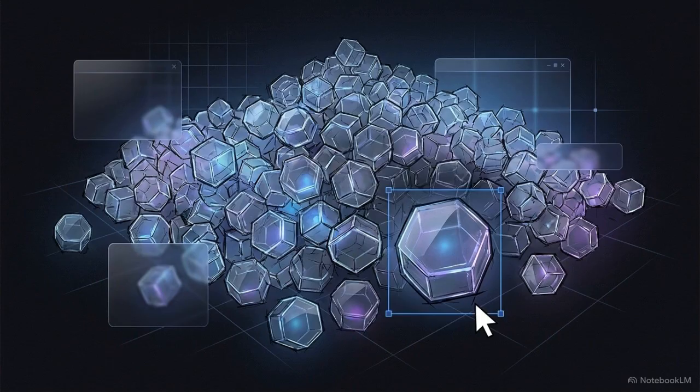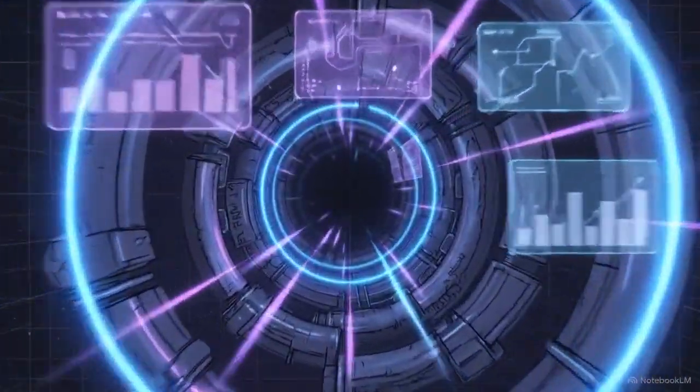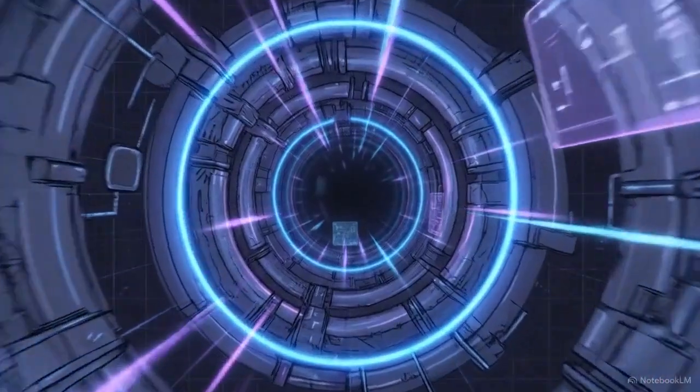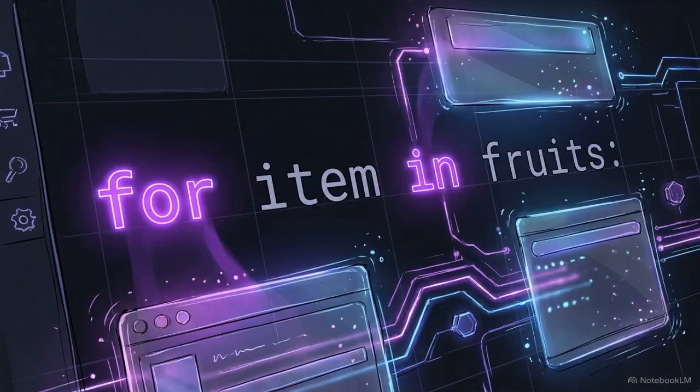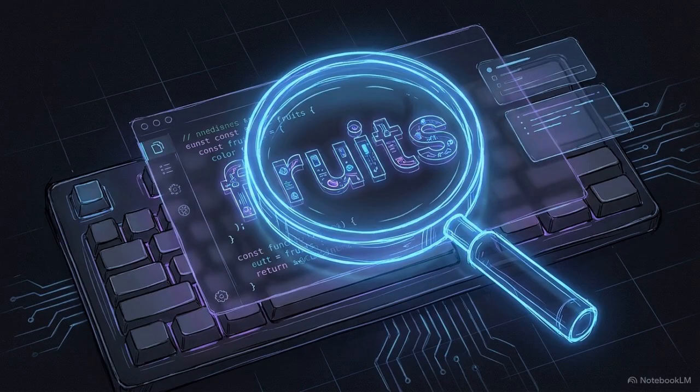Pulling items one by one using index numbers is inefficient. To handle data at scale, we need to instruct the computer to cycle through the entire vault automatically. We do this by building a for loop. The syntax for item in fruits acts as our automation engine. It tells Python to inspect every single element inside our tuple.